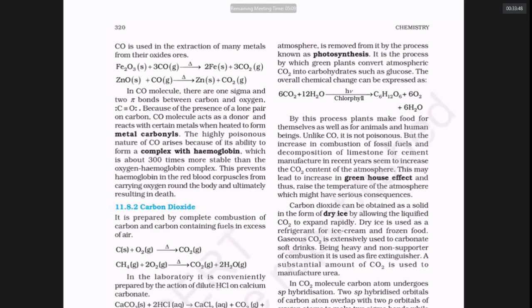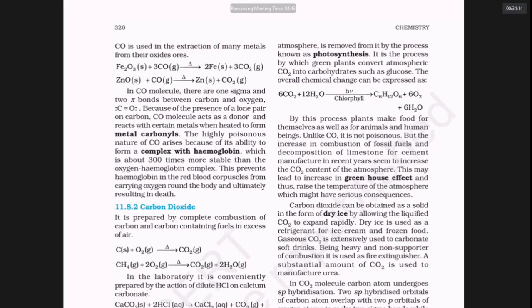The carboxyhemoglobin is very stable. It is not interested in losing CO and taking oxygen again. So carboxyhemoglobin formation means death. Carbon monoxide is a very important chemical industrially because it is used in the manufacture of methyl alcohol. In carbon monoxide also, carbon is sp hybridized.